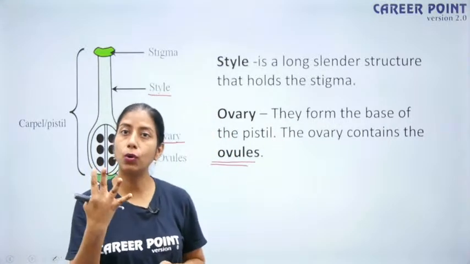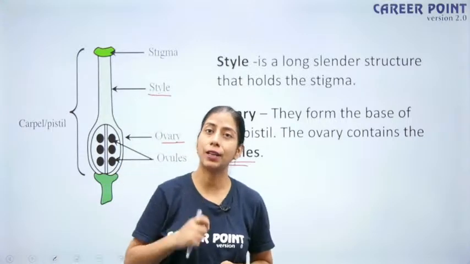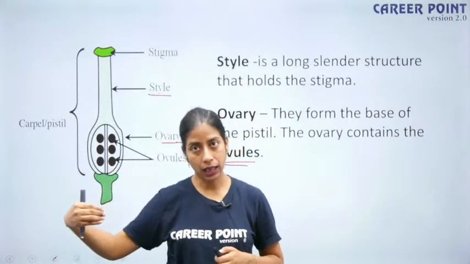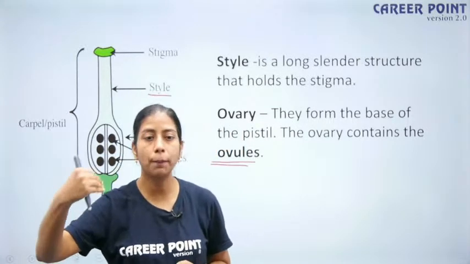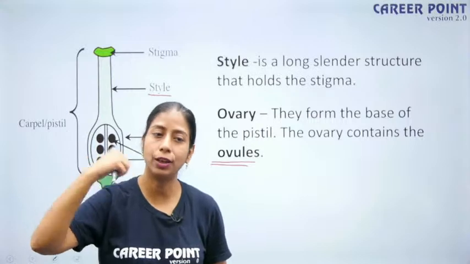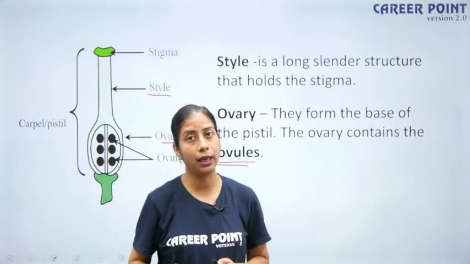So this is the fourth whorl of a flower, which is known as gynoecium. तो हमने कैलिक्स पढ़ा, हमने कोरोला पढ़ा, हमने एंड्रोशियम पढ़ा और हमने गाइनोशियम पढ़ा. ठीक है, हमने 4 whorls फ्लावर के पढ़ लिए हैं.